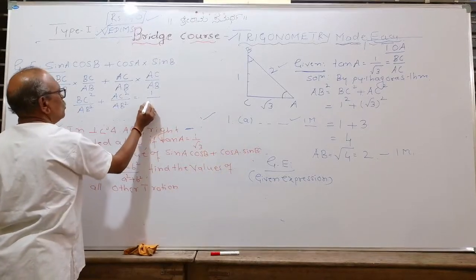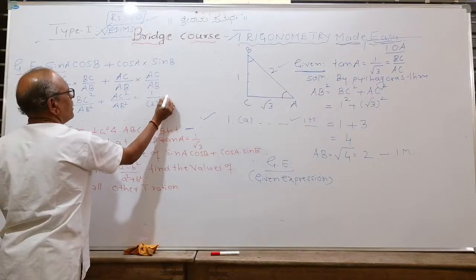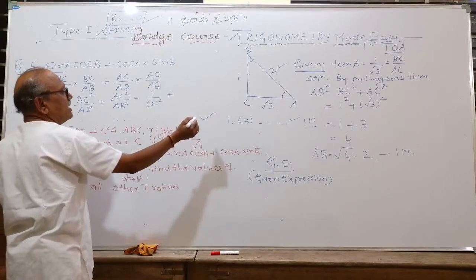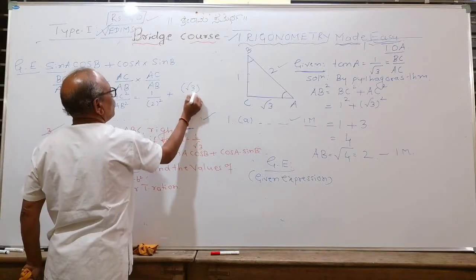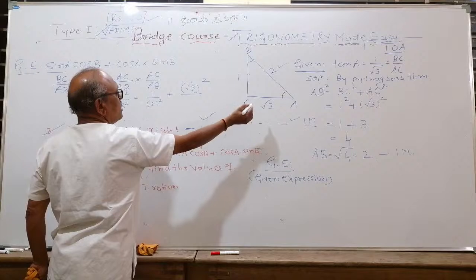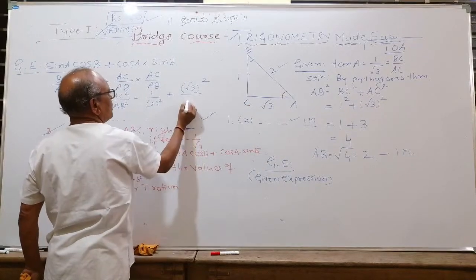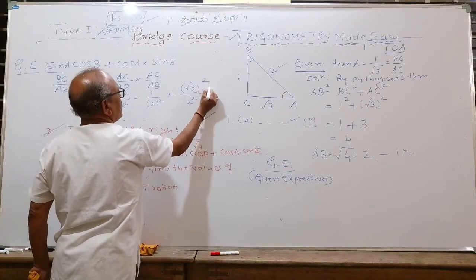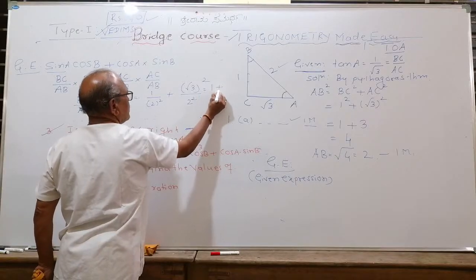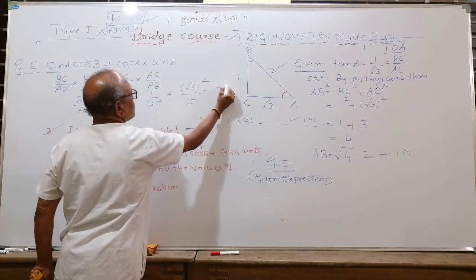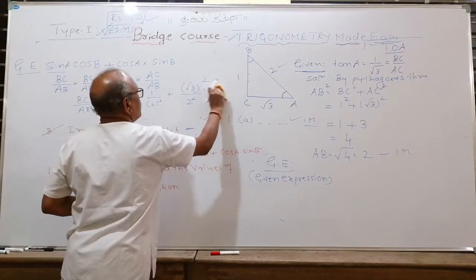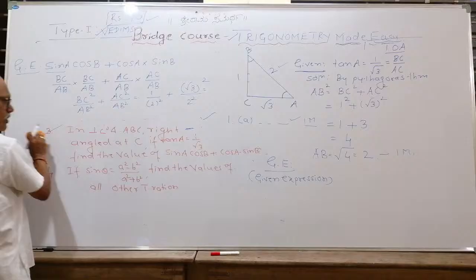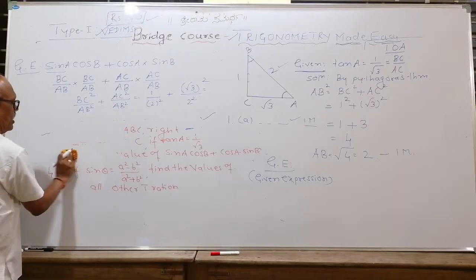Where is AB? AB is 2. That is 2 square. Plus, what is AC? AC is root 3. You will get root 3 square. What is AB square? AB square is, yes, you get 2 square. What do you get here? 1 plus root 3 square becomes 3. Let me write them separately. Okay, let me write this expression. Already we are in the last step now.